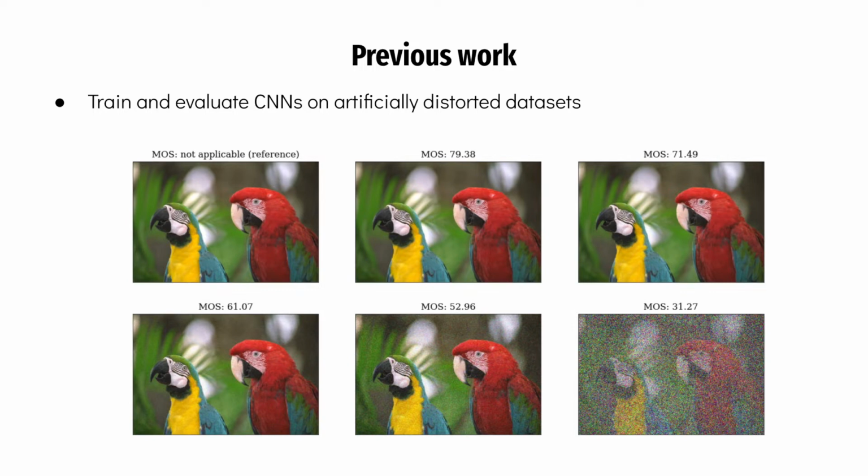In recent years, convolutional neural networks, or CNNs, have been used to perform IQA. The CNNs are often trained and evaluated on artificially distorted image datasets. On the slide, we see some images from one of these datasets. The image in the top left is the original high-quality image, known as a reference. Then, Gaussian noise is increasingly applied to the image, and the mean opinion score goes down. So, IQA models learn to associate the distortion features with the decline in quality scores.